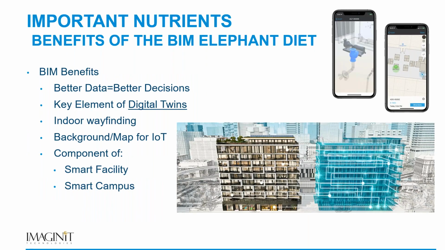As you talk about your nutrients, you're going to have to look at benefits. There are some really cool things that can be done in facilities with BIM data, and it's going to get cooler over time. Better data helps make better decisions. And as we move into smart buildings, smart facilities, and smart campuses, we're going to need digital information, which will be contained in a digital twin, and your building information model is part of that.